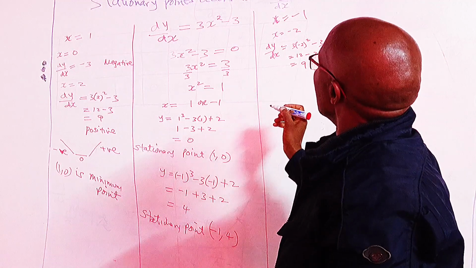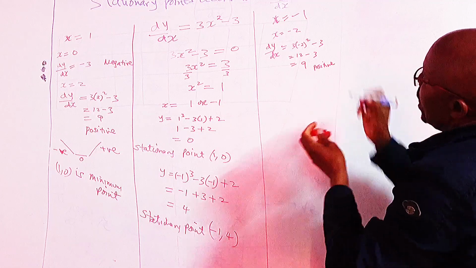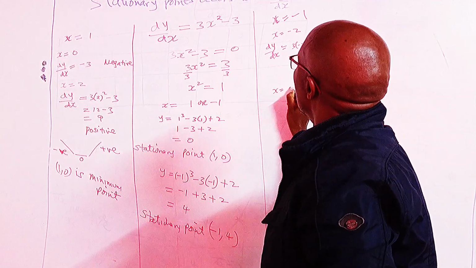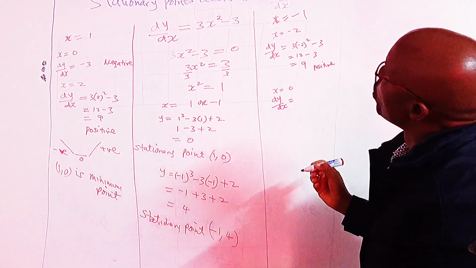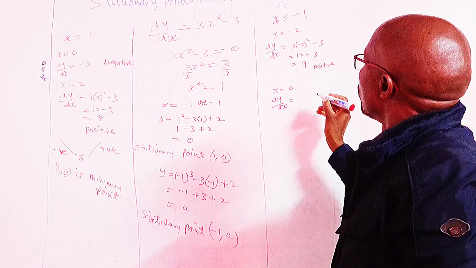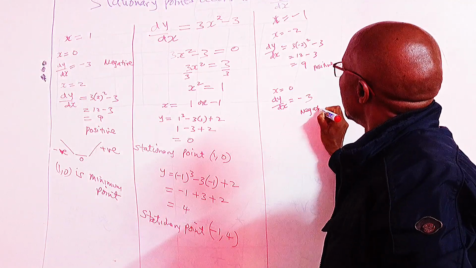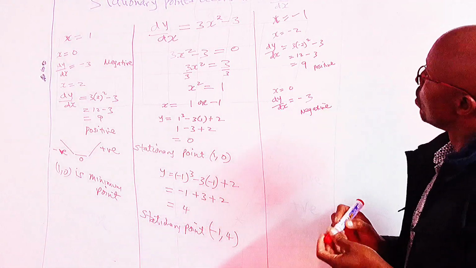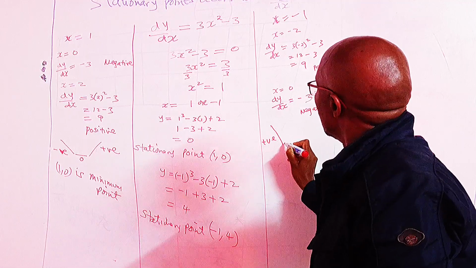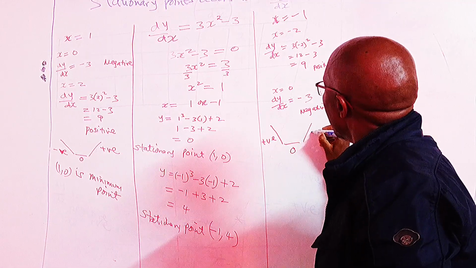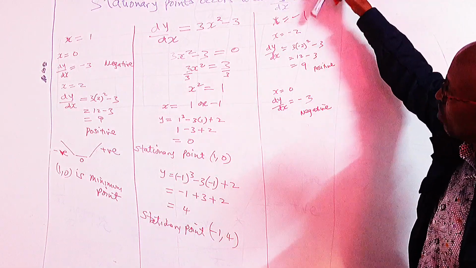Let's consider another point after negative 1. Let's say 0. When x is equal to 0, what is the value of dy/dx? Substituting 0, it will be negative 3. So this is a negative gradient. Therefore, we are moving from positive to 0, then negative.